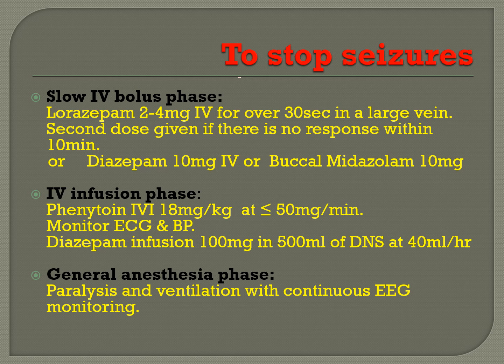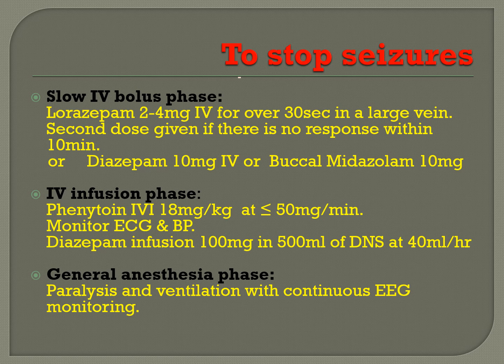Always stop the seizure. In the slow IV push phase, give lorazepam 2 to 4 milligram IV over 30 seconds in a large vein. A second dose can be given even if there is no response within 10 minutes, or diazepam 10 milligram IV or buccal midazolam 10 milligram.